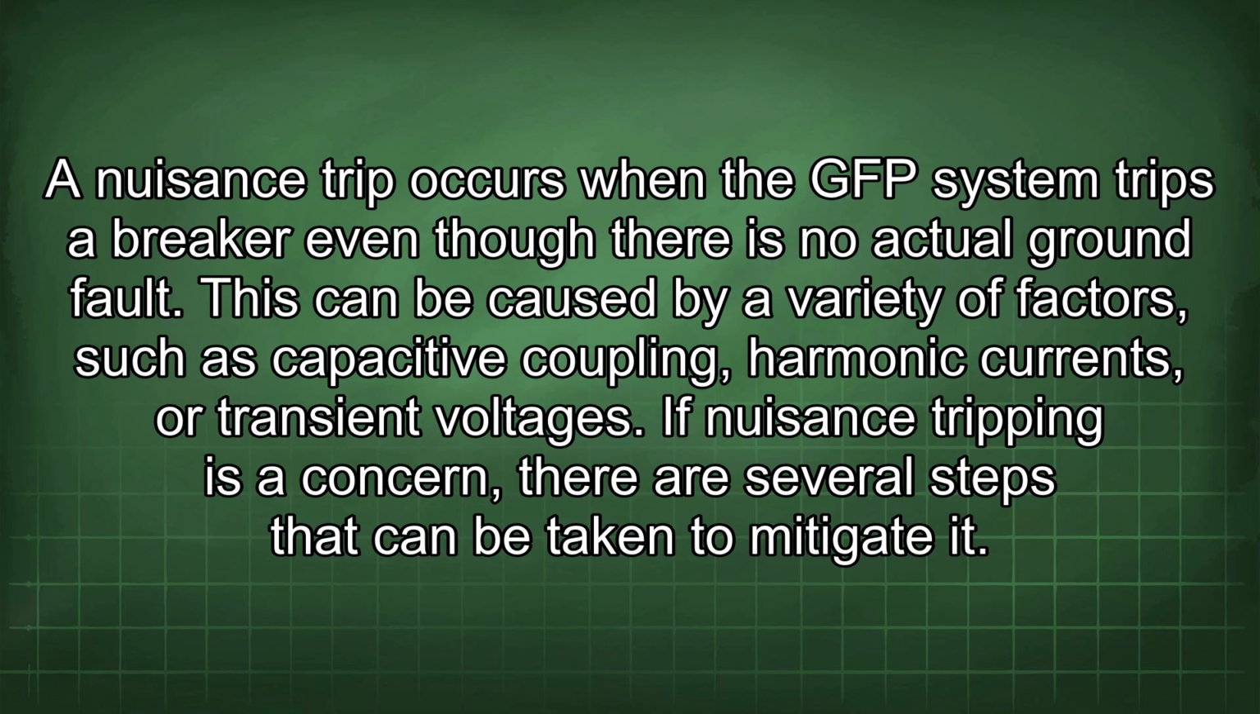A nuisance trip occurs when the GFP system trips a breaker even though there is no actual ground fault. This can be caused by a variety of factors such as capacitive coupling, harmonic currents, or transient voltages. If nuisance tripping is a concern, there are several steps that can be taken to mitigate it.